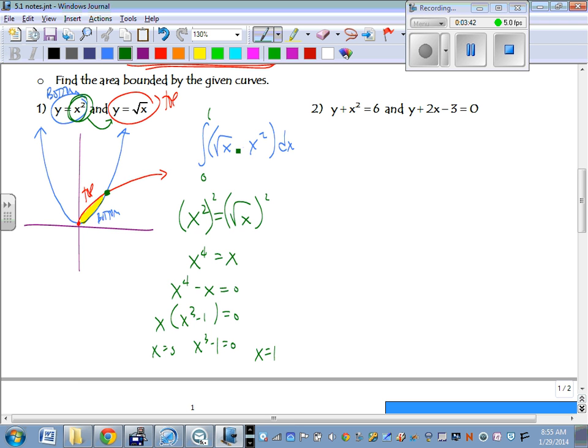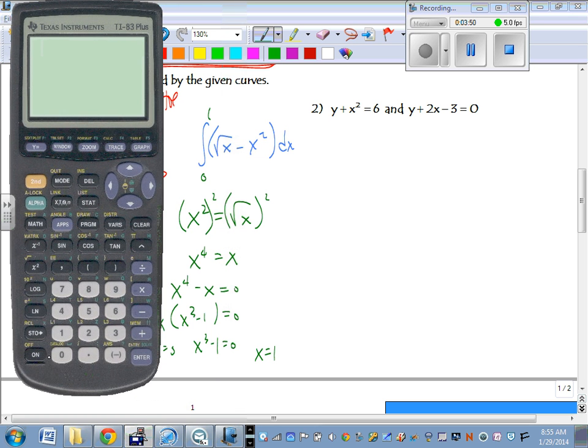Now we could do this by hand. We can evaluate this definite integral. And you may have to do that from time to time. But for now, let's just go over what we learned last week and make sure everybody knows how to do this on their calculator. We're going to do math 9. Put in our function. So in this case, square root of x, close that parenthesis, minus x squared, comma x, comma 0, comma 1.